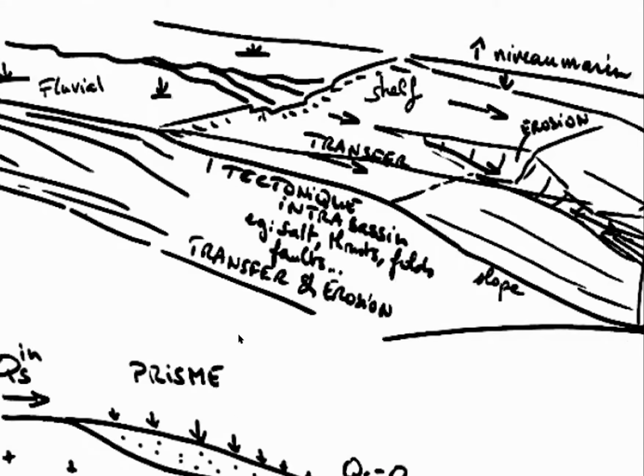Here is an even more simplified representation of a margin. You have sediment, QS in, coming into the margin, and it actually pinches out in the distance. And here, QS finally becomes 0, okay? But that's the only place where QS finally becomes 0. So like Jean was saying yesterday, there is always some transfer, okay? And there can also be erosion in the basin.